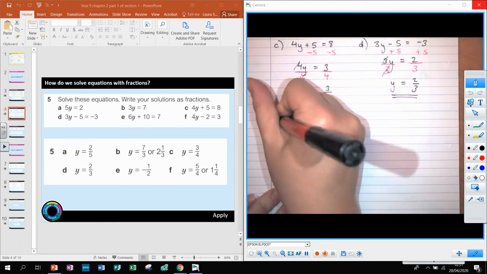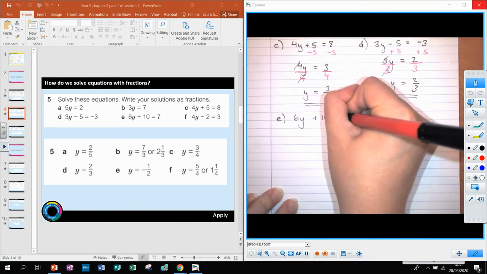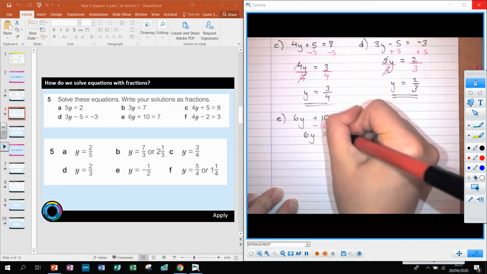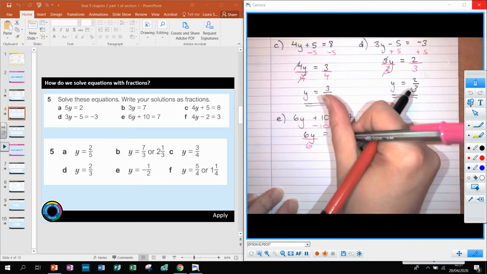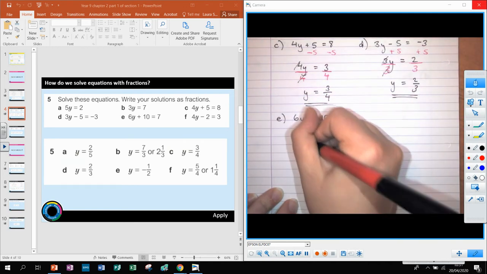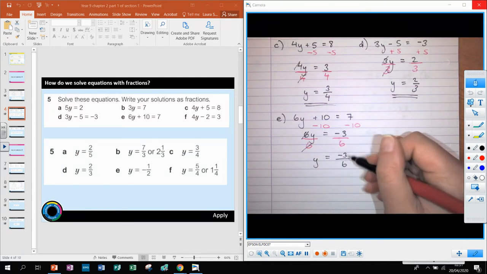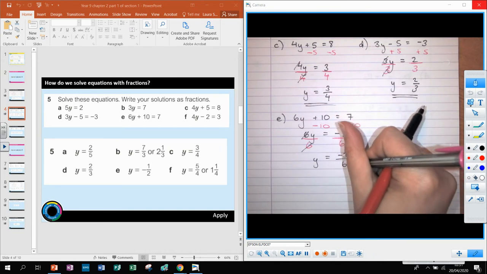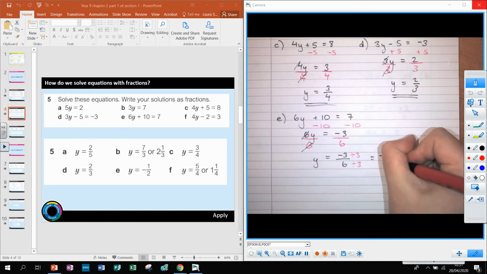Okay, and then part E, we had 6y plus 10 is equal to 7. First, we take away the 10. That gives us 6y is equal to -3. Okay, and then we divide by 6. And that gives us, when those cancel out, y equals -3/6. I need you to remember to simplify fractions where you can. Both the numerator and the denominator divide by 3, and that leaves us with -1/2.